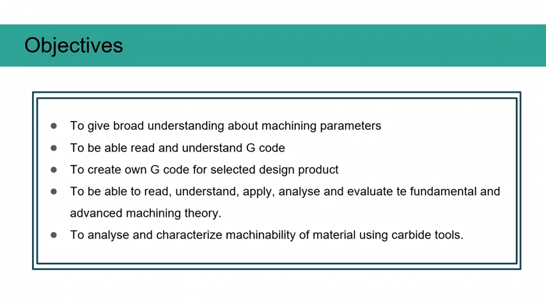Next, the objective is for us to be able to read and understand G-code. We are required to create our own G-code manually for our selected products. Next, the objective is to be able to read, understand, apply, analyze, and evaluate the fundamental and advanced machining theory. Lastly, the objective of this project is to analyze and characterize machinability of material using carbide tool.